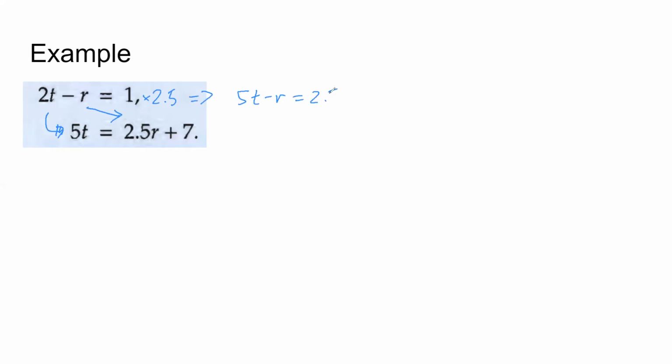Wait, wrong, sorry. 5t minus 2.5r is equal to 2.5. Well, if you look at it, we can rewrite this as 5t equals 2.5r plus 2.5. Now when we look at this equation, it says 5t is equal to 2.5r plus 7.